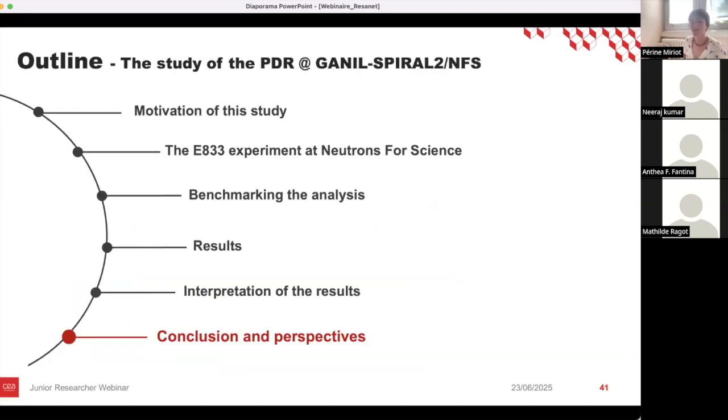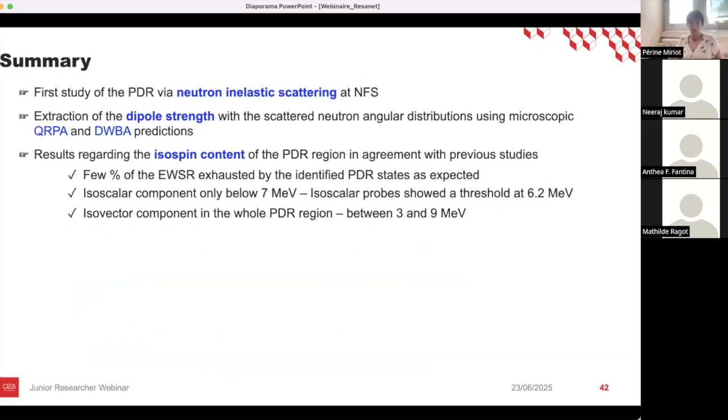So this brings me to my conclusion. I presented here the first study of the pygmy dipole resonance via neutron inelastic scattering, an experiment performed at the Neutrons For Science facility. From this analysis, the dipole strength was extracted with the scattered neutron angular distribution, relying on microscopic QRPA predictions and DWBA calculations. And first results were obtained regarding the isospin content in the PDR energy region and were in agreement with the previous studies.